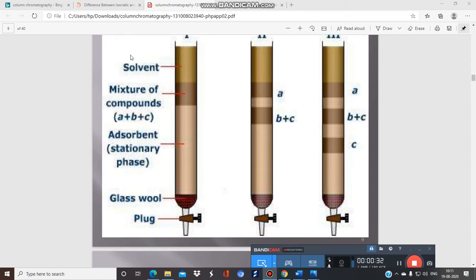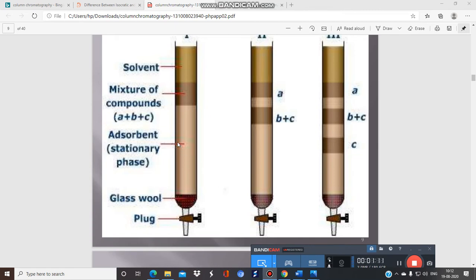Here it is written the solvent. Suppose this is a mixture of three compounds A, B and C. If some of these compounds have greater affinity towards the stationary phase, they will elute later. Why? Because the stationary phase has the nature to remain static. And if some compound has greater affinity towards the mobile phase, it will elute faster, because the mobile phase has the tendency to move.